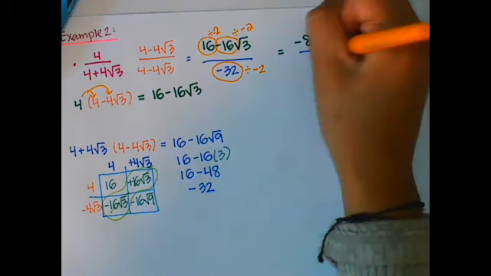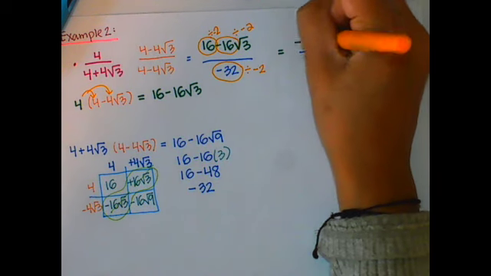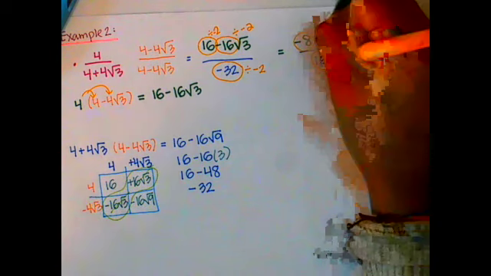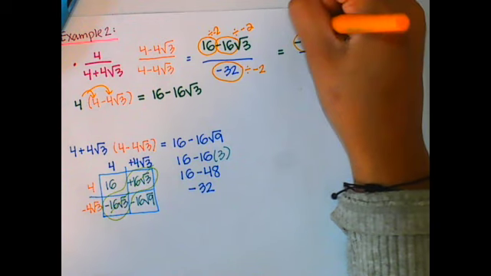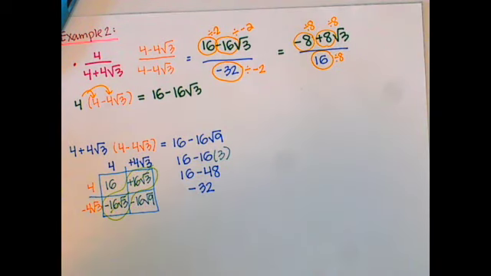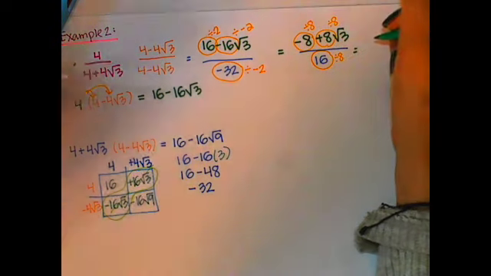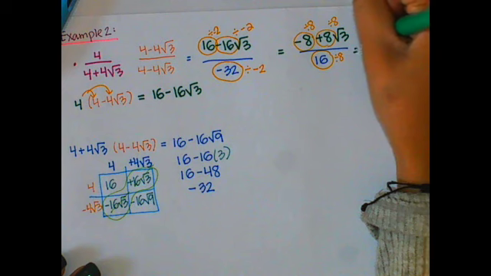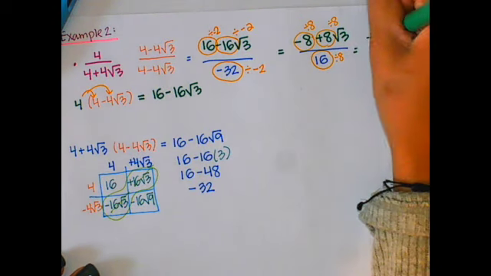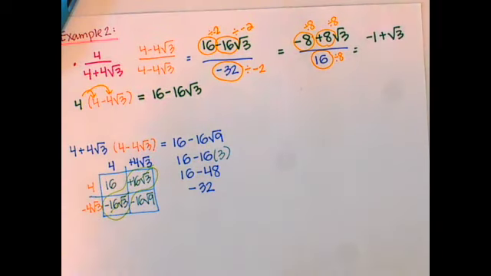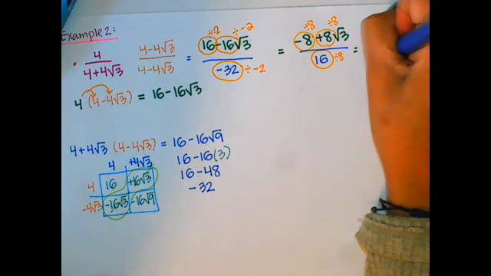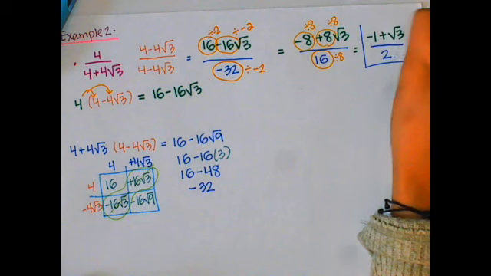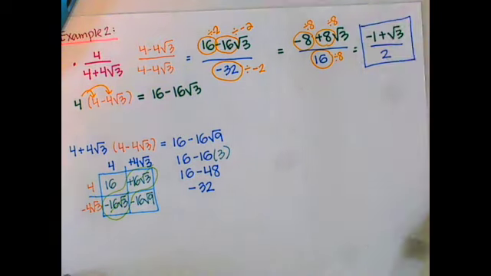I could keep simplifying here again by 8, and that should give me my simplest answer. It's okay you don't get it off on the first try like I did. I made that mistake of just going with 2. But if you keep simplifying, you would get ultimately the same answer of negative 1 plus the square root of 3 over 2.